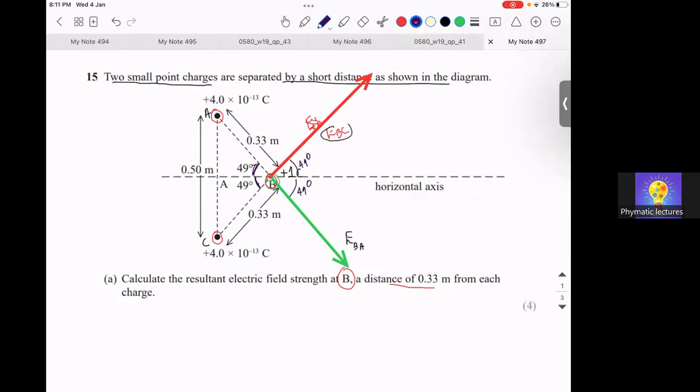This electric field at B, if you are resolving in the x-axis, the component is EBC cos 49 degree, because the component nearer to the angle will always be the cos component. Then the vertical component will be EBC sine 49 degree. So these are the components of EBC.